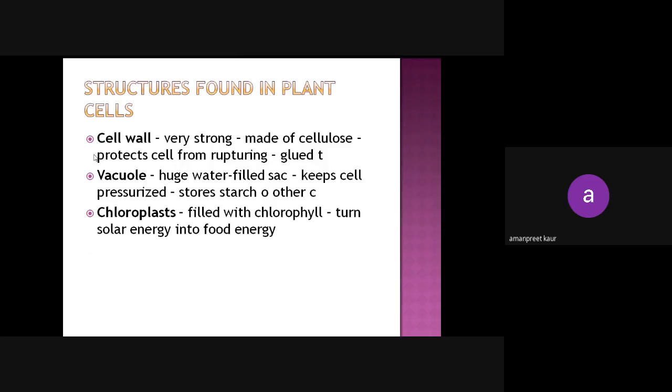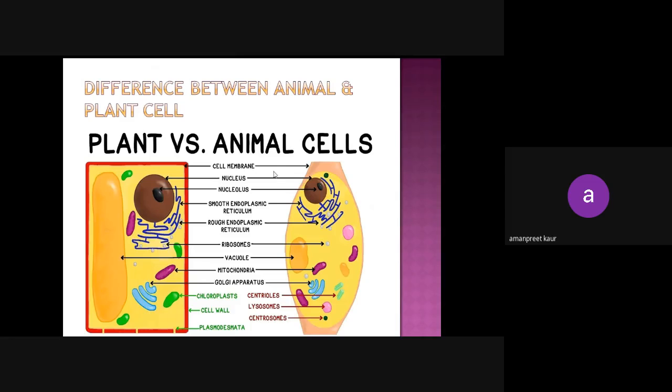Then the vacuoles are present there, which keep the cell pressurized and store fat. Then chloroplasts are also present in the plant cells, which contain chlorophyll. Their function is that they absorb the energy from the sunlight and then prepare the food. So here is a different view of the plant cell and then another one is the animal cell. Let's go through the difference between the animal and plant cell.